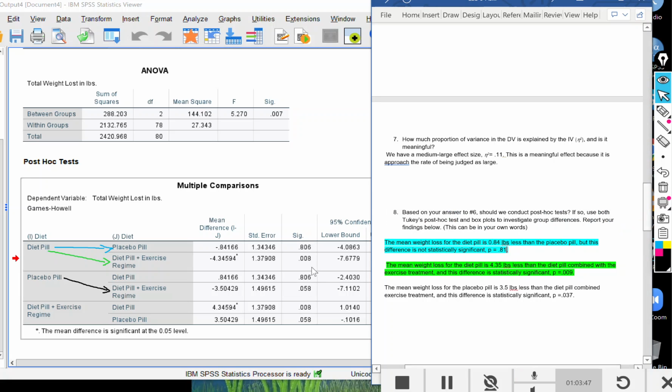And then let's look at this one right here. Diet pill plus exercise regime, what's the mean difference? So they lost 4.34 pounds less weight in the diet pill condition in comparison to diet pill plus exercise. Mean weight loss for diet pill is 4.35 pounds less than diet pill combined with exercise treatment, and this difference is statistically significant. So we have a p-value that is less than 0.05, is actually 0.008 instead of 0.009.